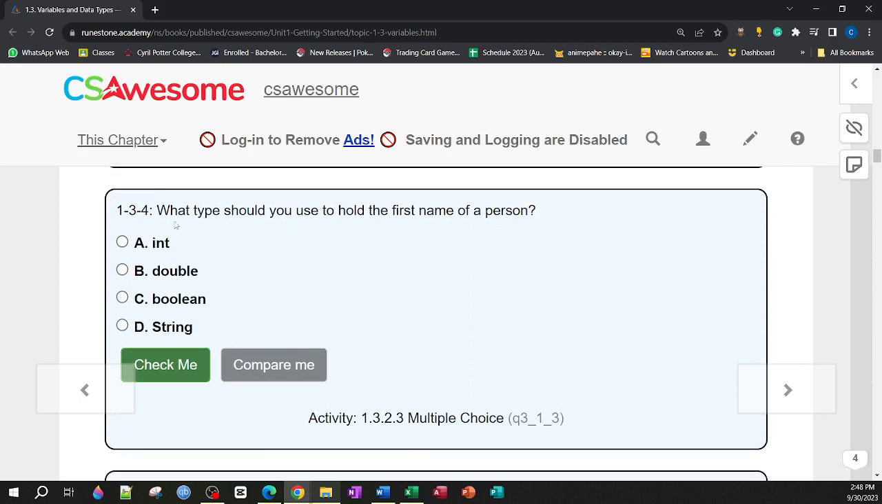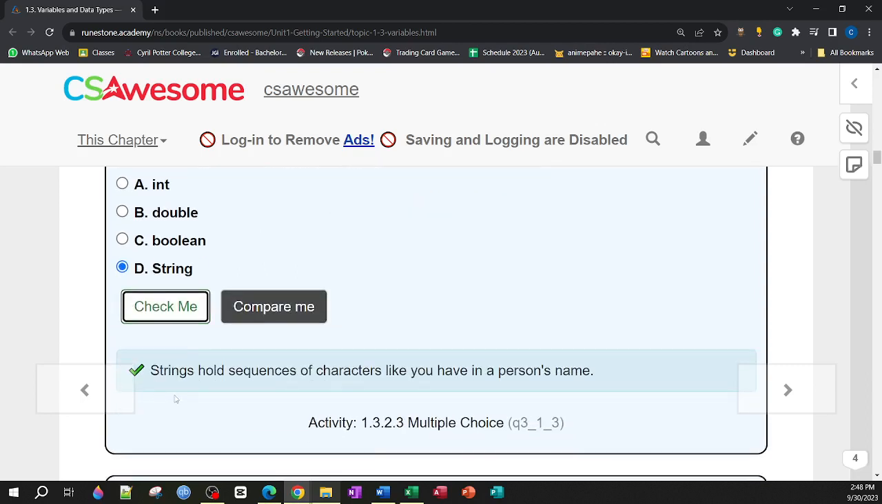Next one. What type should you use to hold the first name of a person? String? String. Because that's a collection of characters, right? You want the person's name. Strings hold sequences of characters like you have in a person's name.